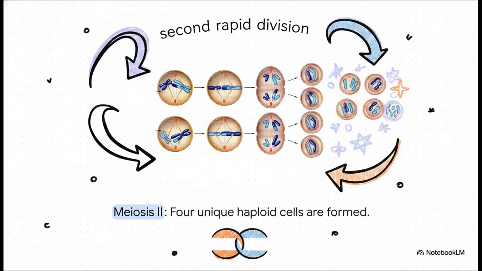Next up is meiosis II. After meiosis I, there's a short interphase, but crucially, the DNA does not replicate again. The cells immediately plunge into a second rapid division. The chromatids separate, a lot like they do in mitosis, but because the DNA wasn't duplicated first, the ultimate result is 4 unique haploid cells. These are cells with only half the normal number of chromosomes, making them perfectly primed for sexual reproduction.